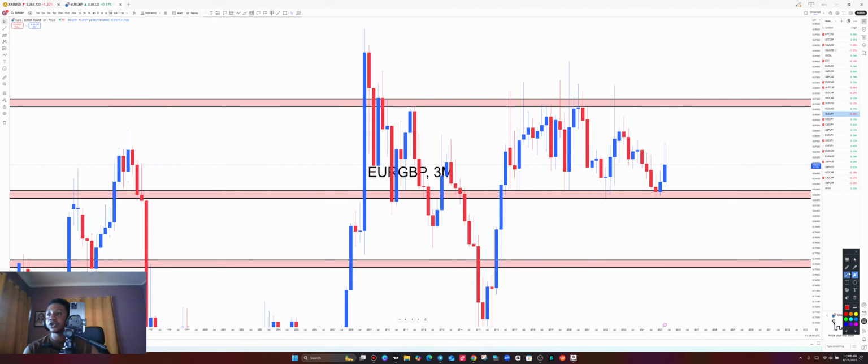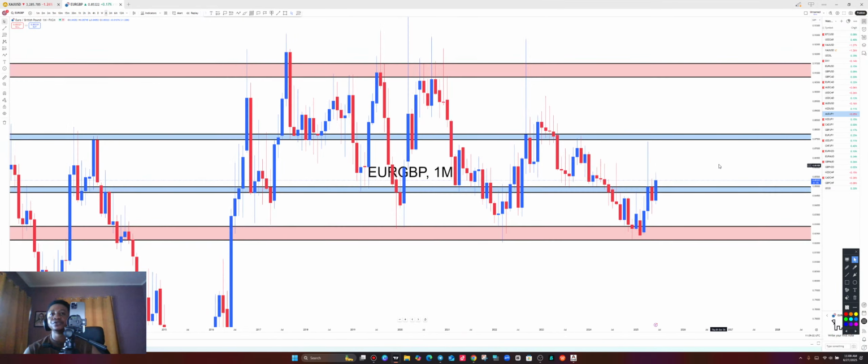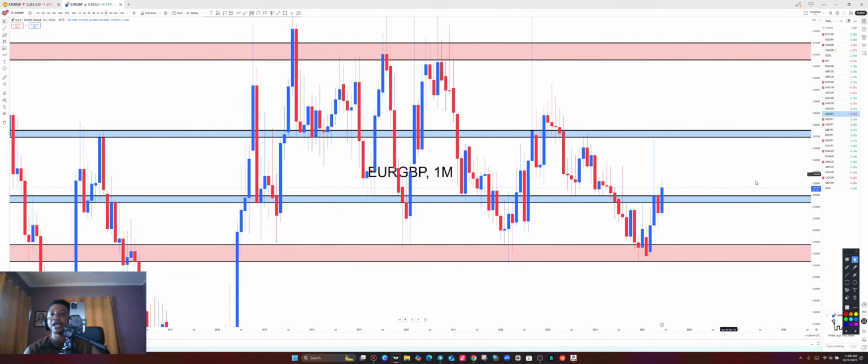All right, let's take it all the way to the monthly time frame and add more meaning. All right, so this is the monthly time frame of EUR GBP. Now EUR GBP on the monthly time frame, we have the upper zone and then the lower zone as well. Price was initially in a downtrend, but it is now becoming an uptrend.